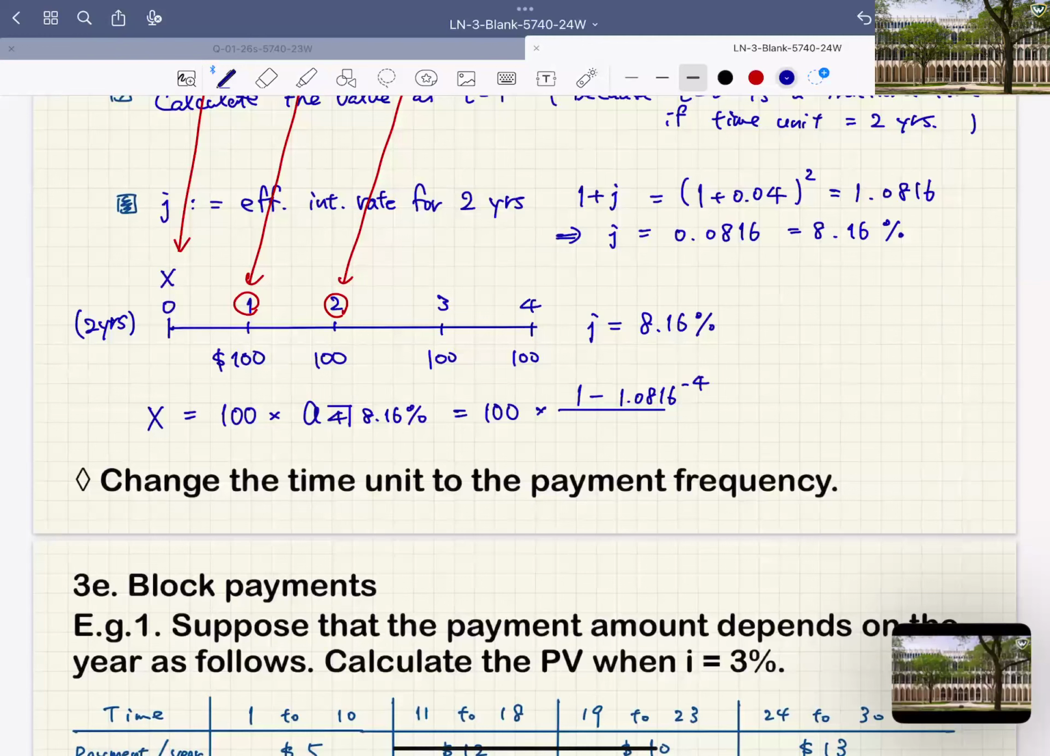Maybe to be exact, the v is equal to 1 over 1 plus j, so 1 over 1.0816, and the v to the power 4 is 1.0816 to the power negative 4. And the denominator is 0.0816. And that is equal to 330.04.